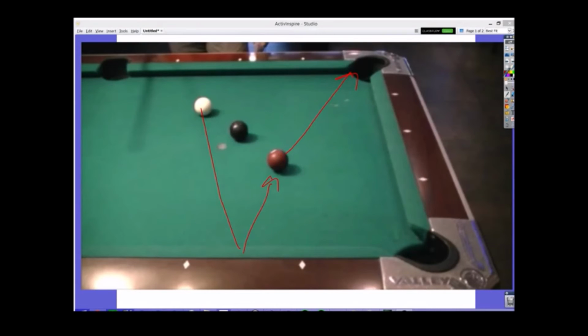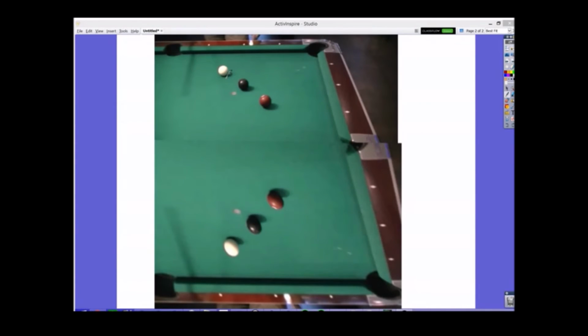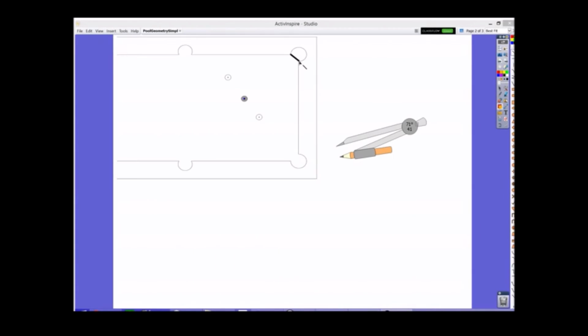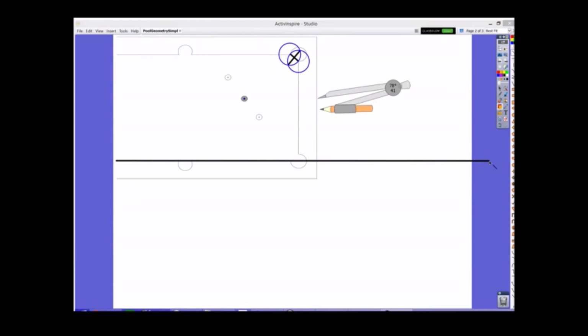Now, one of the ways that you can set this up is to imagine a mirror image of the pool table along the other side of that bank. I'm going to start again by doing a perpendicular bisector in the corner pocket to find the midpoint. But once I have that, I'm going to use my perpendicular line construction to reflect that over the bank. And the goal is to have a point on the other side of the bank that's an equal distance to that target.